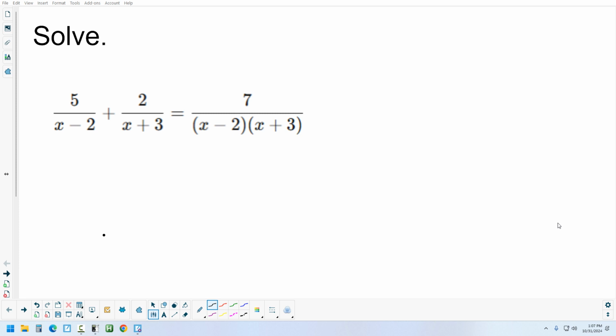All right, so the last part of the review we're going to look at is how do you solve rational equations. So to solve, what we want to do is get rid of the fractions. That's the simplest way I can say it. Eliminate the fractions.